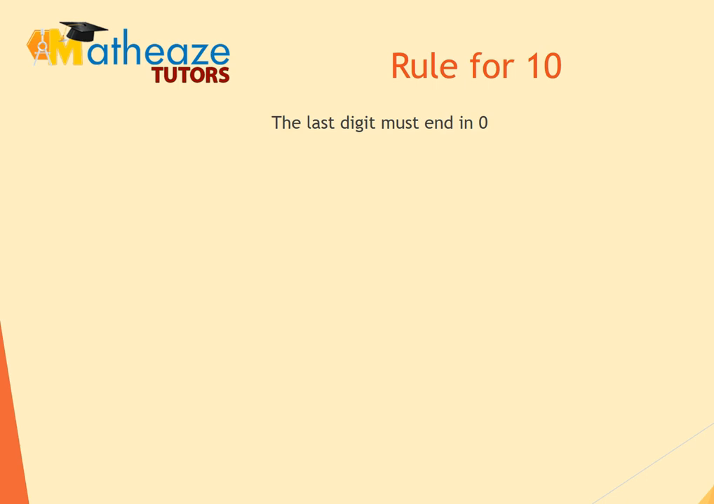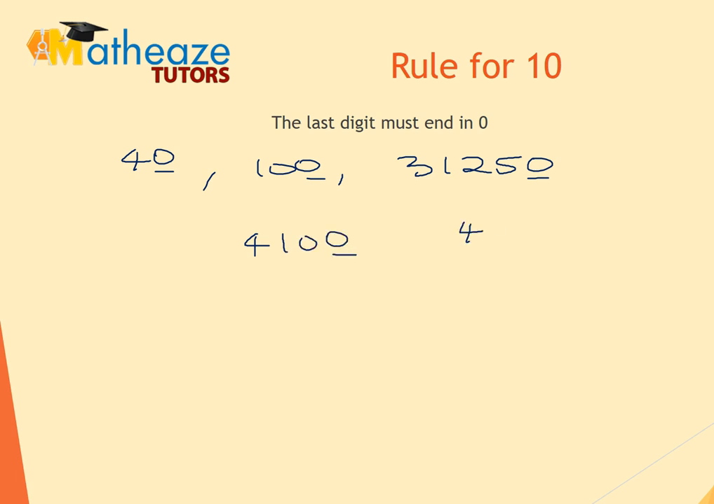Finally, the rule for 10. This is, I would say, the easiest rule to remember. As long as it ends in a 0, it's divisible by 10. So we've got 40, 100, 31,250 ends in a 0. For the 100 ends in a 0. 4,150,010 ends in a 0.